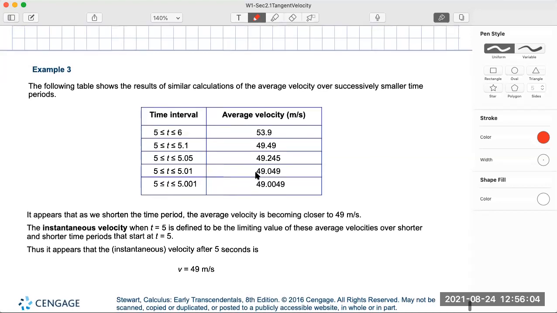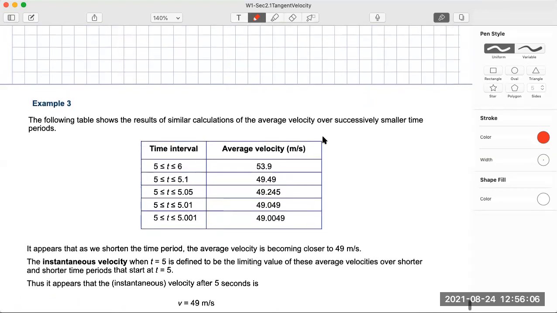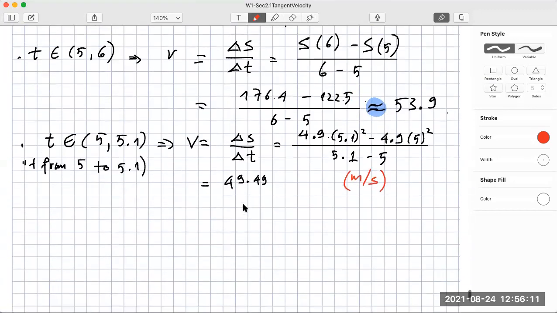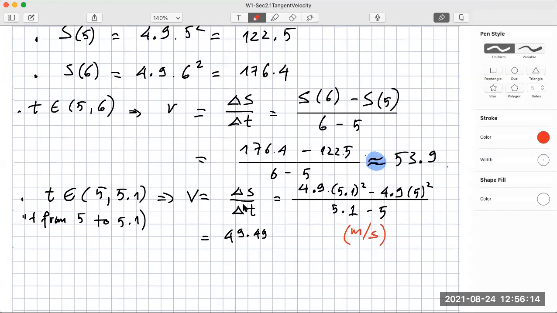Are we good? Here? Or scroll up? Sorry. This is 2 examples. Do you have any other question? The answer of this is 49.49 here for the second part. The second part. Okay.